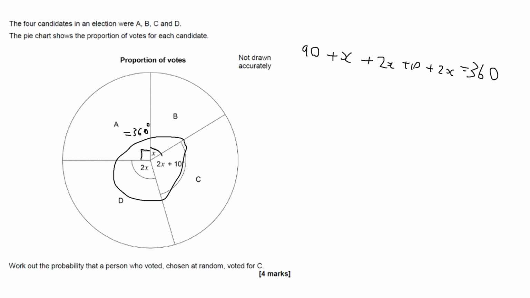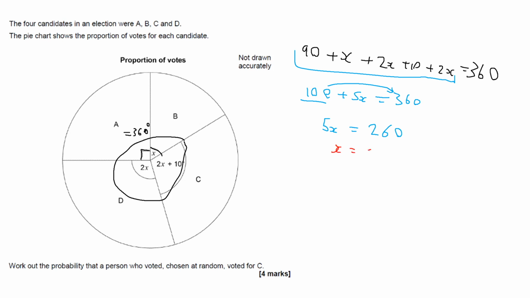Now we're going to simplify this to get the like terms. 90 plus 10 is 100. And we're told that 2 plus 2 plus 1 is 5. So 100 plus 5x is equal to 360. Put the 100 on the other side. So 5x is equal to 260. And then let's divide by 5. So then we're left with x is equal to 260 divided by 5, which is equal to 52 degrees. Okay?